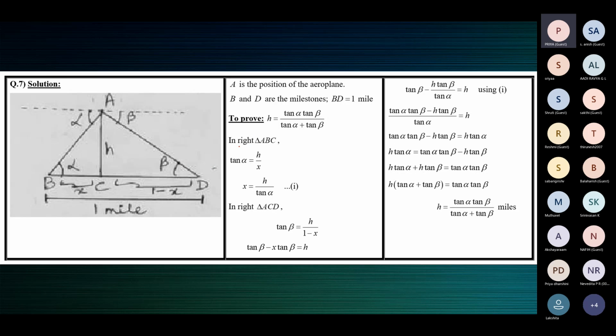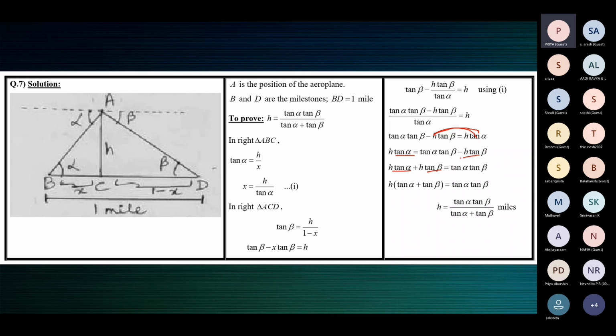So the next step is LCM after substituting. Tan alpha is the LCM. So tan alpha tan beta minus h tan beta is equal to h. Cross multiply and gather the terms that have h. I've just written it the other way. h tan alpha is equal to tan alpha tan beta minus h tan beta. This term has h, this one has h, so to have them on the same side.